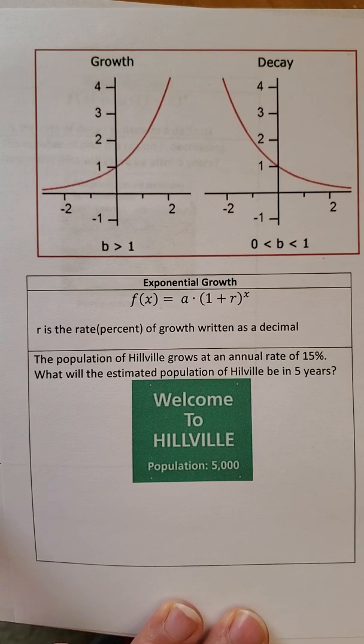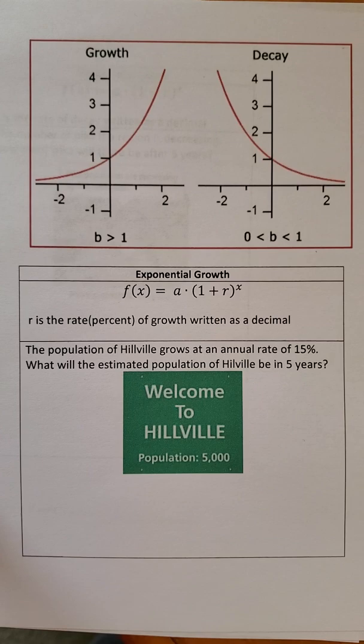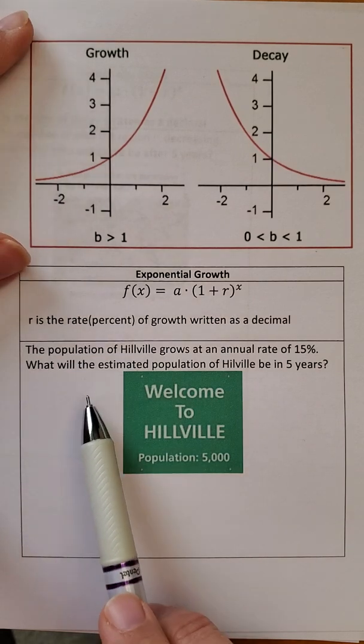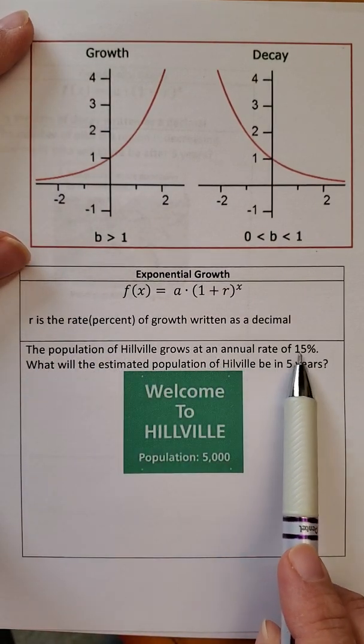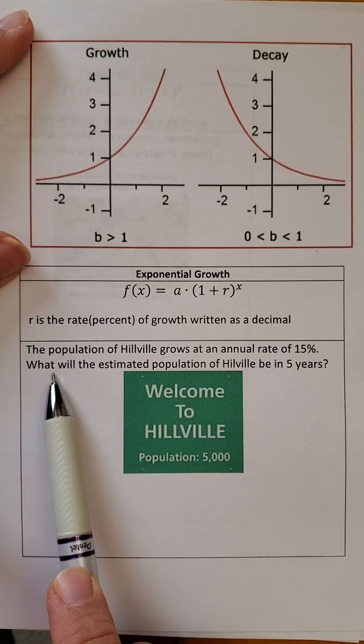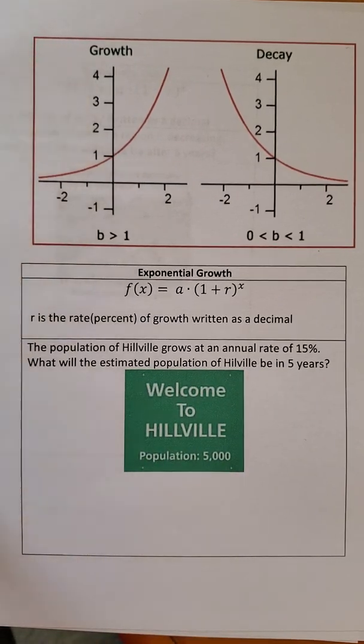So when we talk about exponential growth, it's an increase. When we talk about exponential decay, it's a decrease. A lot of times we use population. We use this model for population growth. So in our first example, the population of Hillville grows at an annual rate of 15%. What will the estimated population of Hillville be in 5 years?